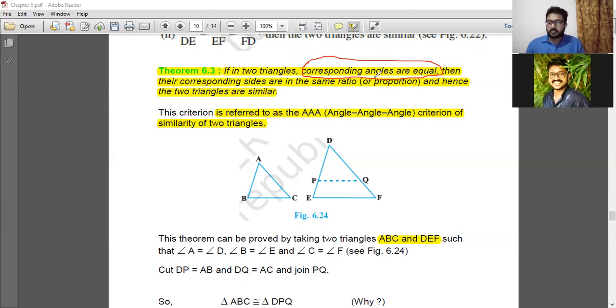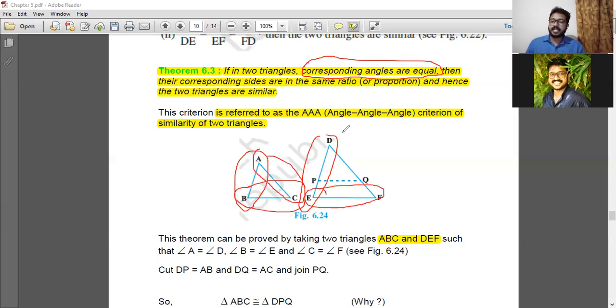We want to prove the ratio between the corresponding sides. So what is the corresponding side of side AB? The corresponding side of side AB will be DE. That is, AB by DE should be equal to BC by EF, which should be equal to AC by DF. Okay, so let us see how we can prove it.